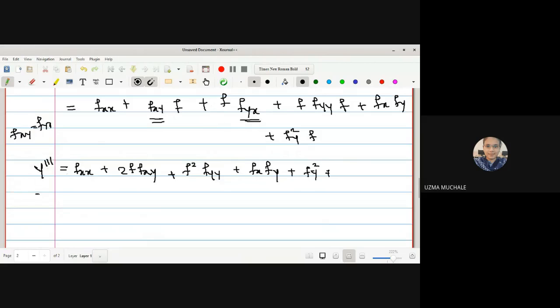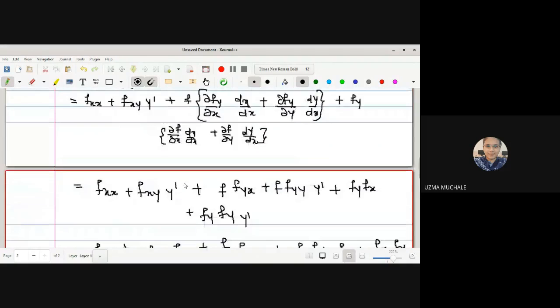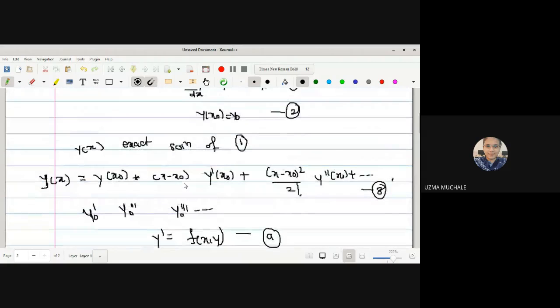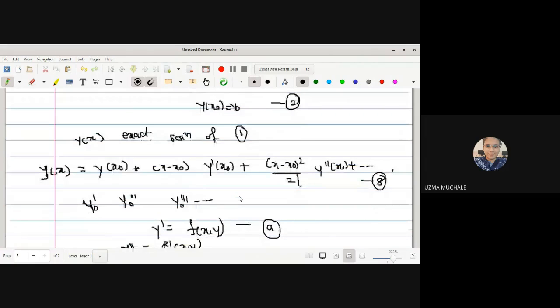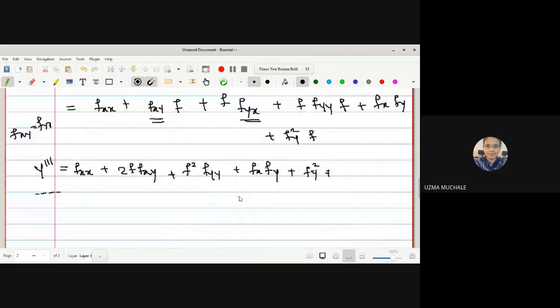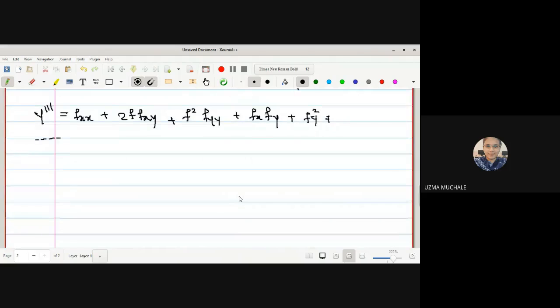In this way we can find the next derivatives. After finding y dash, y double dash, y triple dash, we have to put them again in our equation 3, substituting x equal to x naught, and then we will get the result. This is the method we have to follow to solve any type of differential equation by using the Taylor series. Let us go for one example. You have to write with me, from the Taylor series.